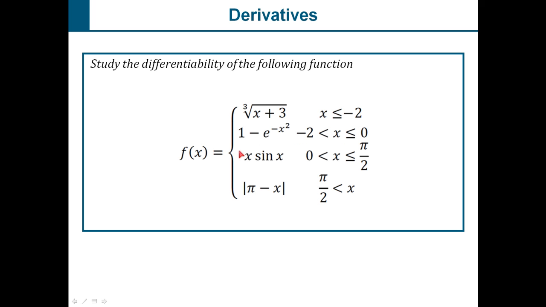It is equal to x times sine of x when x is greater than 0 and less or equal to pi over 2. Finally, it is equal to the absolute value of pi minus x when x is greater than pi over 2.